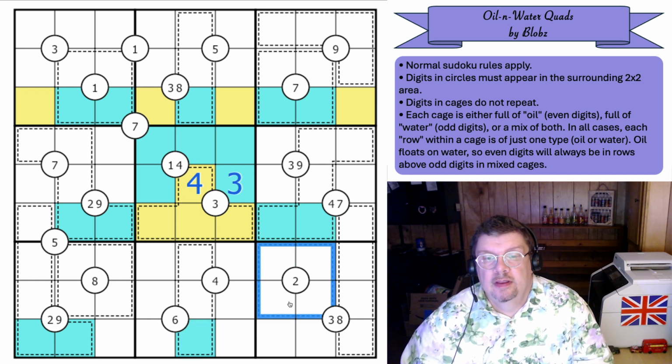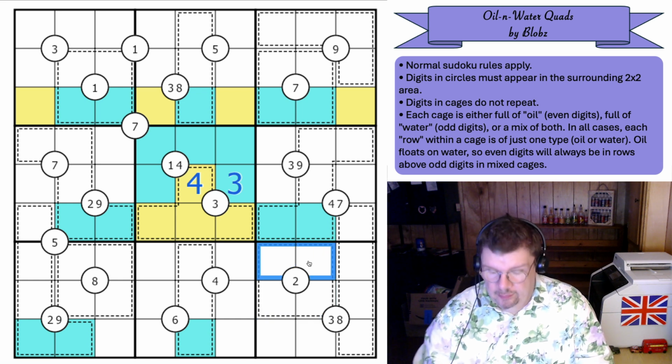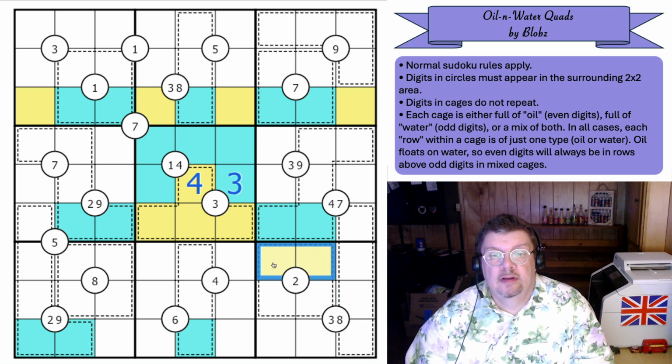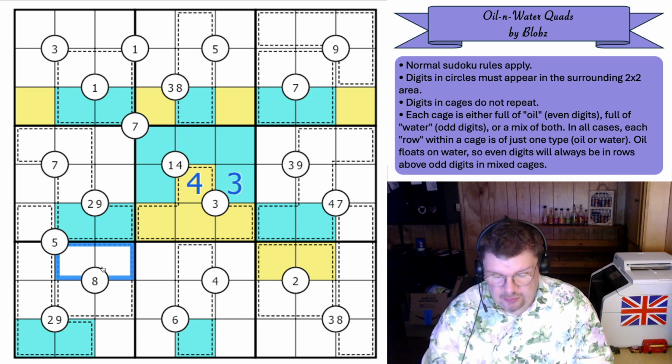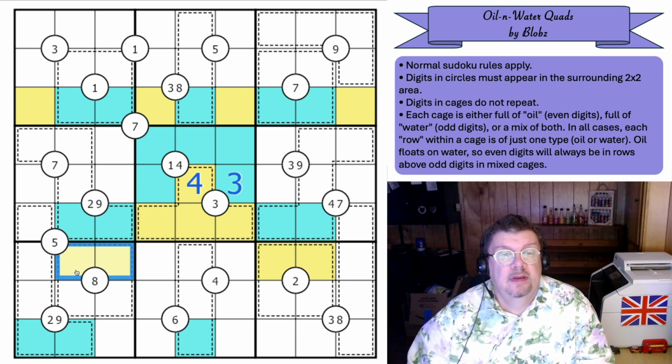Aha. This 2 in this cage tells me that there is at least one even digit, so those must be oil at the top. This 8 tells me there is at least one even digit in this cage, so those must be oil at the top. Let's do that the right color.